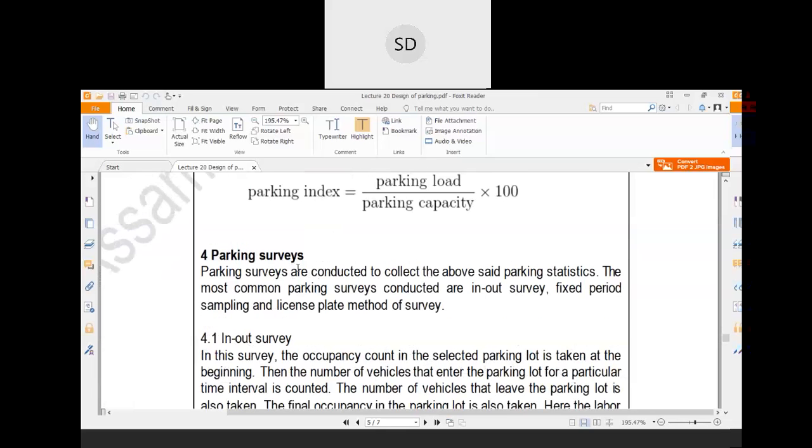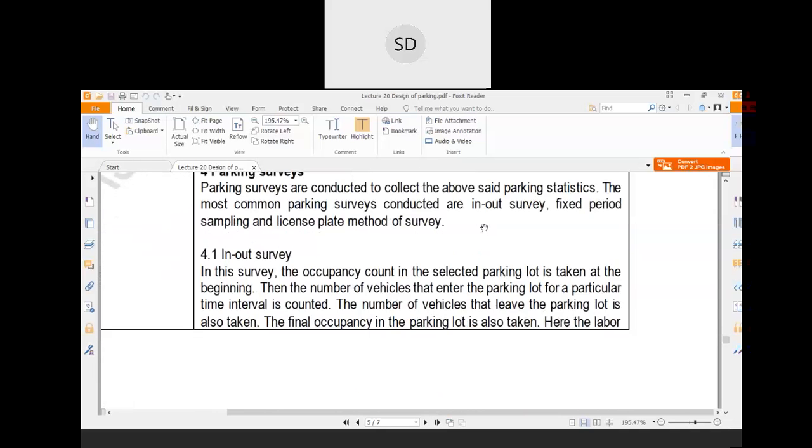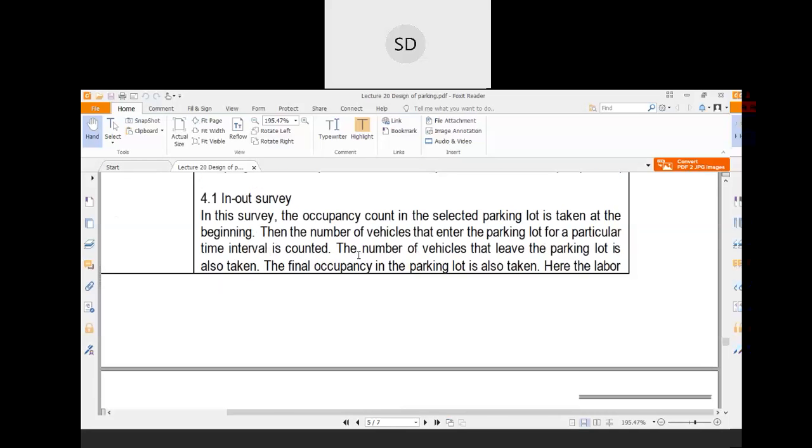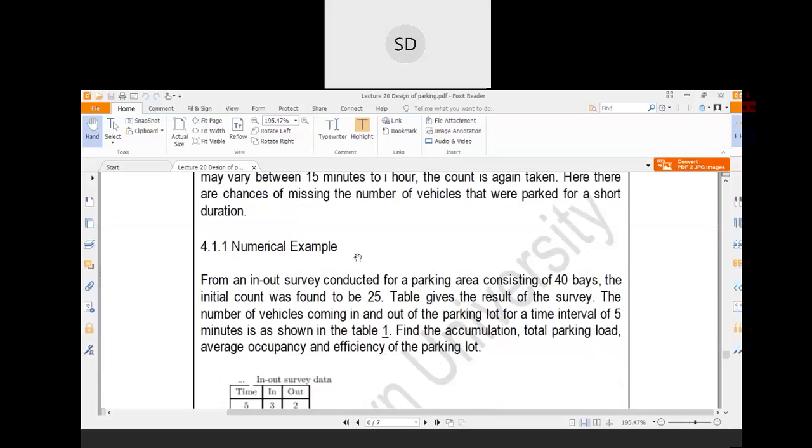So whenever you are doing a parking analysis, you have to go for a parking survey, like a volume survey. There are different types of parking survey. So the first one is the in-out survey. In the in-out survey, suppose a parking lot is there, you will be placed over there and you will mark the number of vehicles which are parked over there at a particular time and the number of vehicles which are unparked from that particular location at a particular instant of time. That is called the in-out survey. That is how many vehicles are in and how many vehicles are out from that particular parking lot.